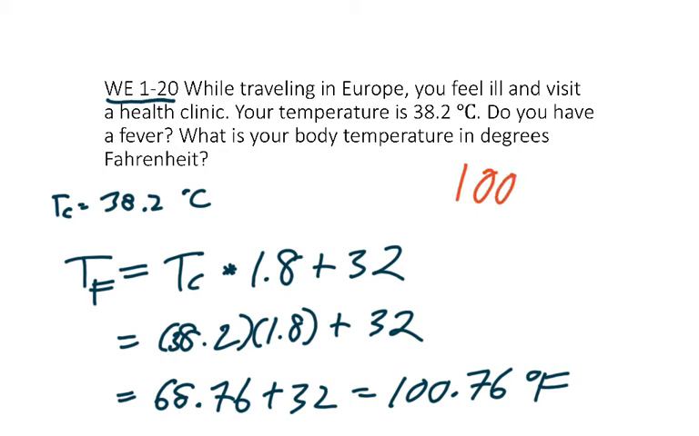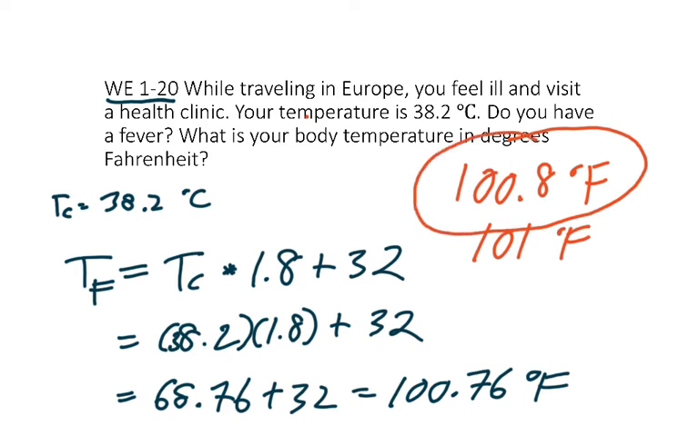So we could say 100.8 degrees F would probably be a good answer. We have a tenth place. If you said 101, you'd be accurate within sig figs, but we do want to probably keep 100.8 in this case. So yeah, that's a little bit high. You have a fever.